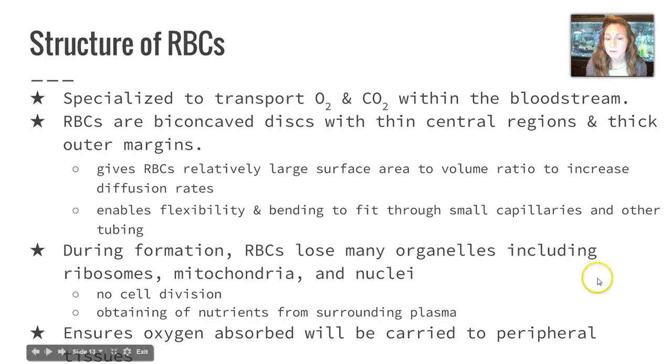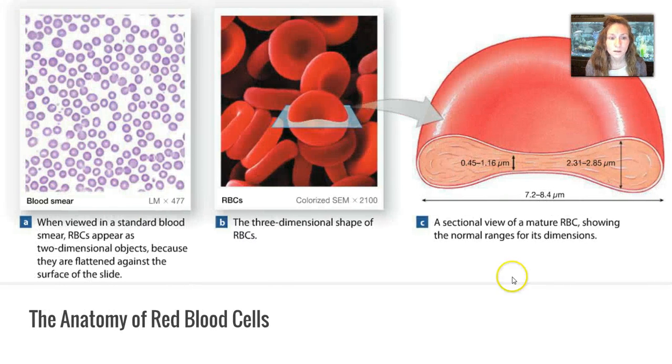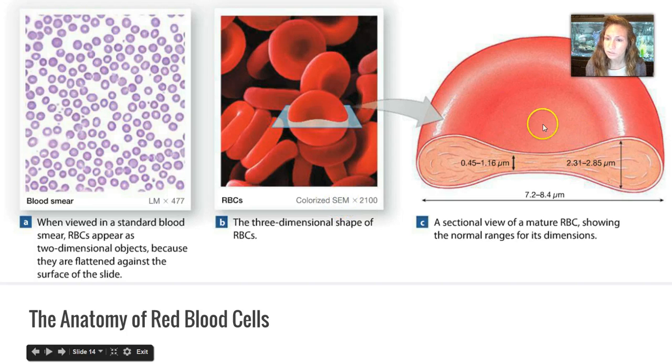During formation, RBCs are going to lose many of their organelles, including ribosomes, mitochondria, and nuclei. So therefore, they cannot divide. They do obtain nutrients from surrounding plasma, and this ensures oxygen absorbed will be carried to peripheral tissues. And here's a couple pictures. This is of a stained smear of red blood cells. Here is a colorized electromicrograph, and this is just a diagram showing you the biconcaveness of the red blood cell.